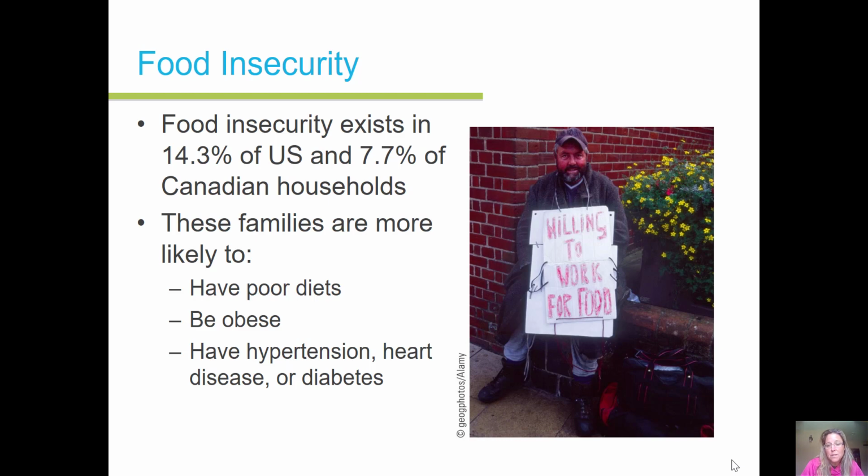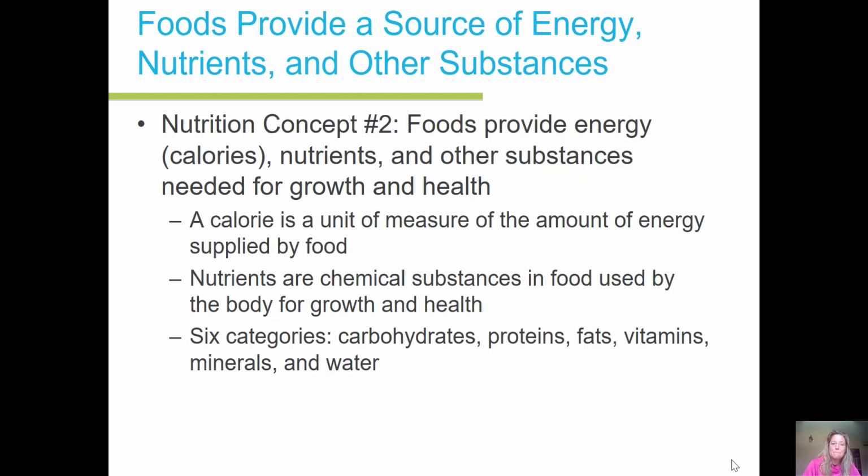If they're living in a food insecure household, there's a chance that their dietary pattern is going to be really poor. They tend to be overweight and obese, and they also tend to suffer from hypertension, high blood pressure, heart disease, and even diabetes, some chronic diseases as a result of this food insecurity. So it is impacting their health in a negative way.